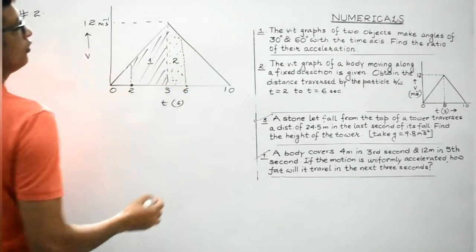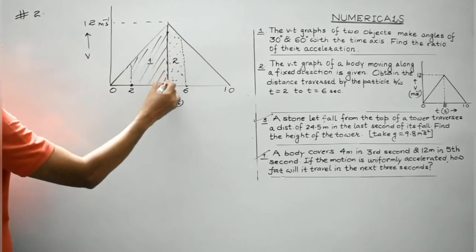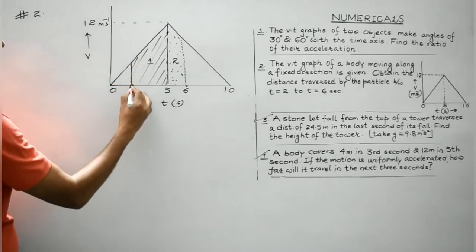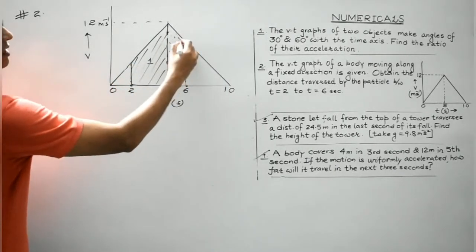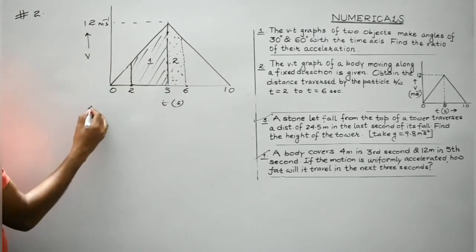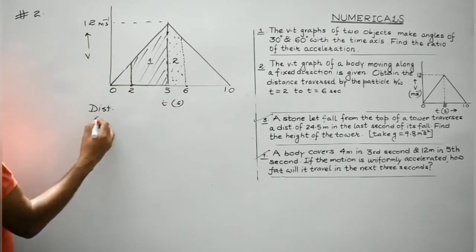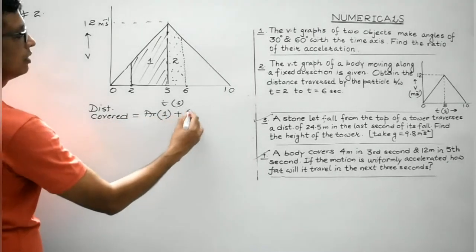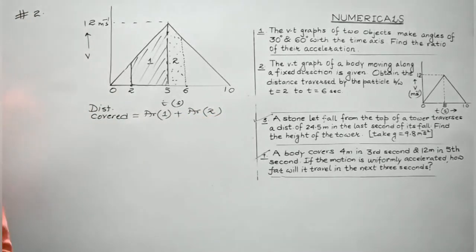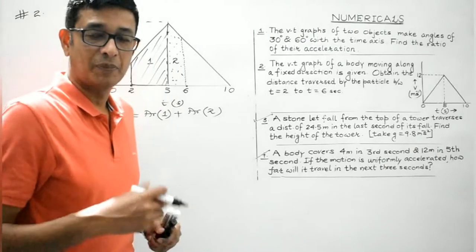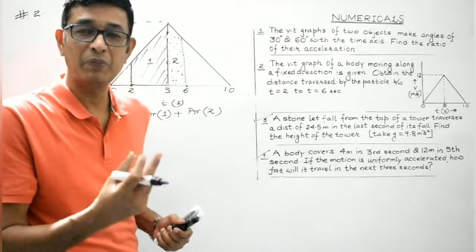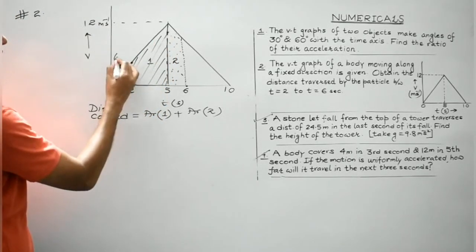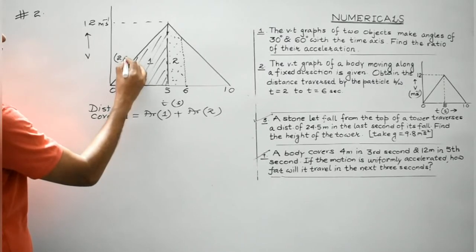So basically area of 1 plus area of 2. This is area 1. This is the first area, which is a trapezium, and this is the second area, which is again a trapezium. So required distance covered by the body would be equal to area of first portion plus area of second portion. And students, the formula for the area of a trapezium is half sum of the parallel sides multiplied by the distance between them.